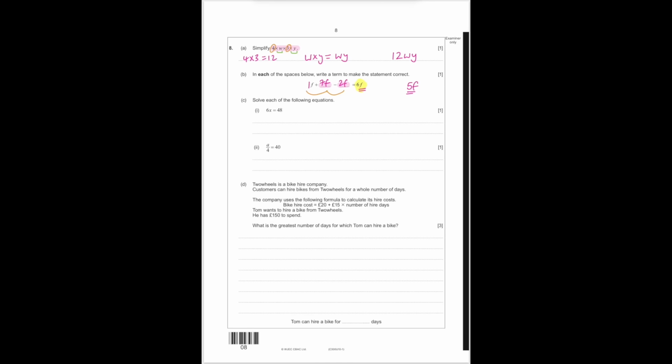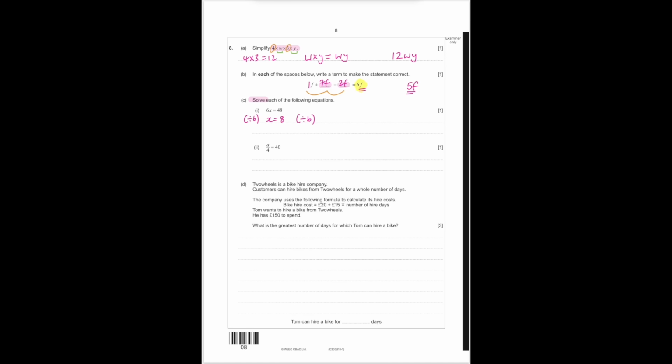Okay, C, solve each of the following equations. So part 1, 6x equals 48. Inverse operations for solving. 6x is 6 multiplied by x. The inverse of multiplying by 6 would be to divide by 6. I have to do it on both sides. So 48 divided by 6 is 8. So x equals 8 is my answer.